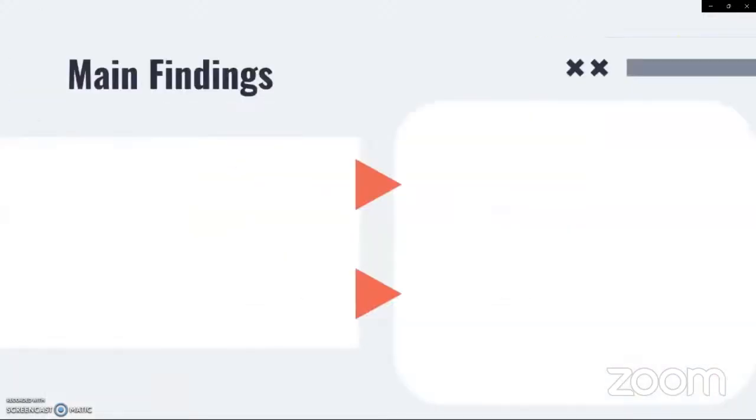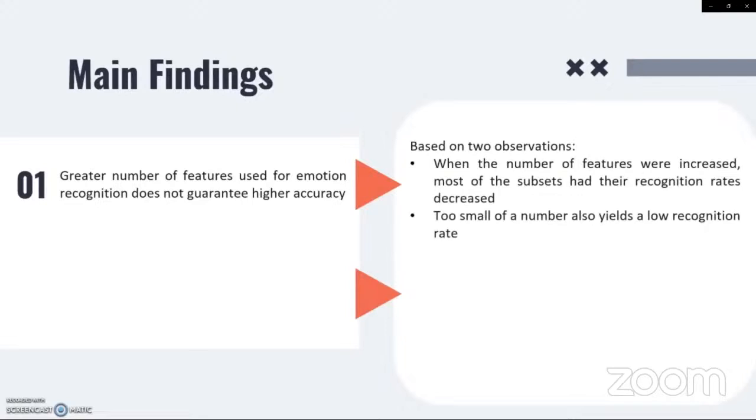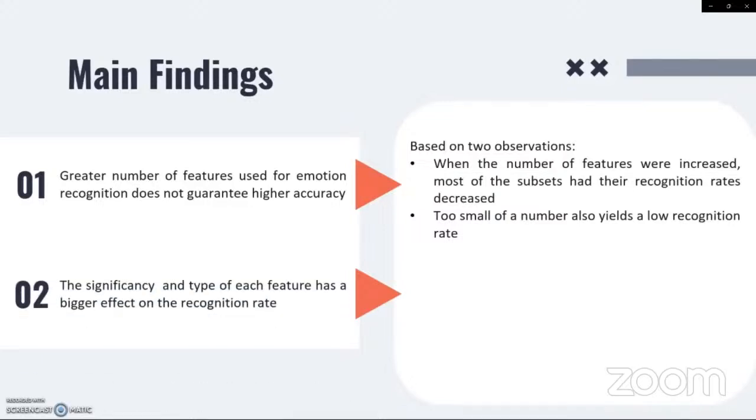Moving on to discussion. The first main finding from the study is that a greater number of features used for emotion recognition does not guarantee a higher accuracy rate. This is based on two observations. Firstly, when the number of features were increased, most of the subsets had their recognition rates decrease. However, it was also observed that too small a number also yields a low recognition rate. This leads to the second main finding, which is that the significance and the type of each feature has a bigger effect on the recognition rate.